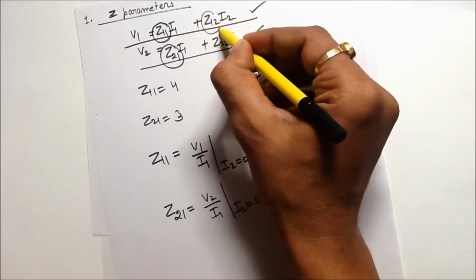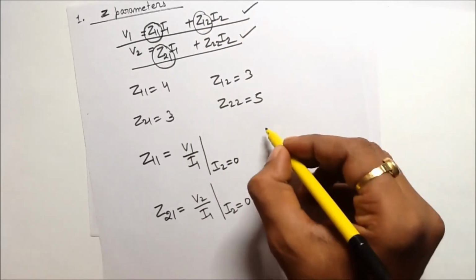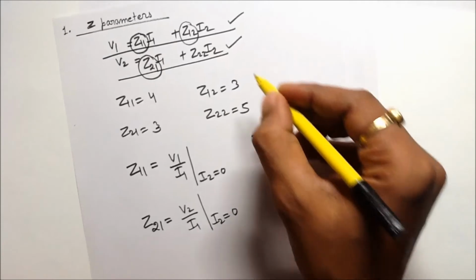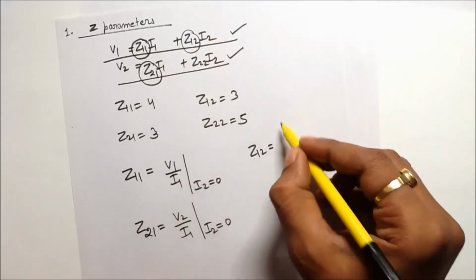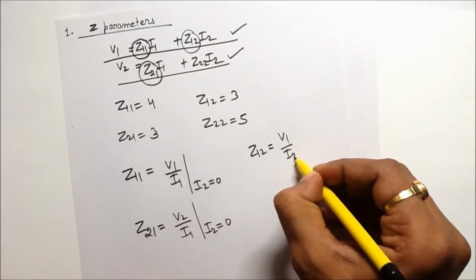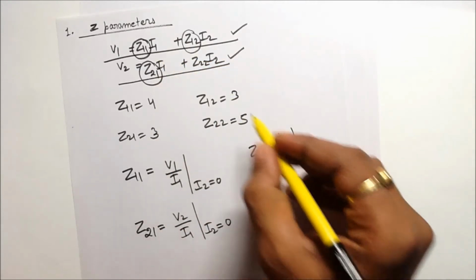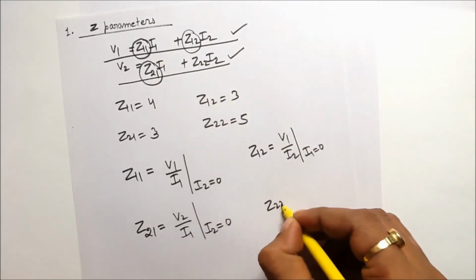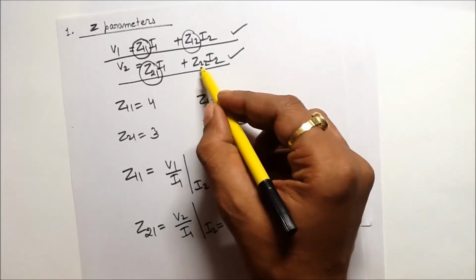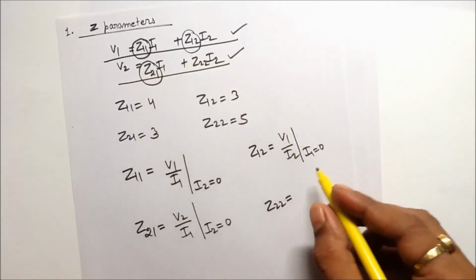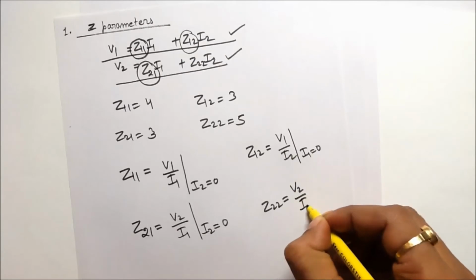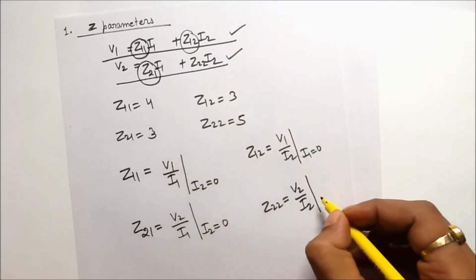Can you tell me the value of Z12? Z12 equals V1 upon I2 when I1 equals 0. And Z22 can be defined in this way. Z22 equals V2 upon I2 when I1 equals 0.